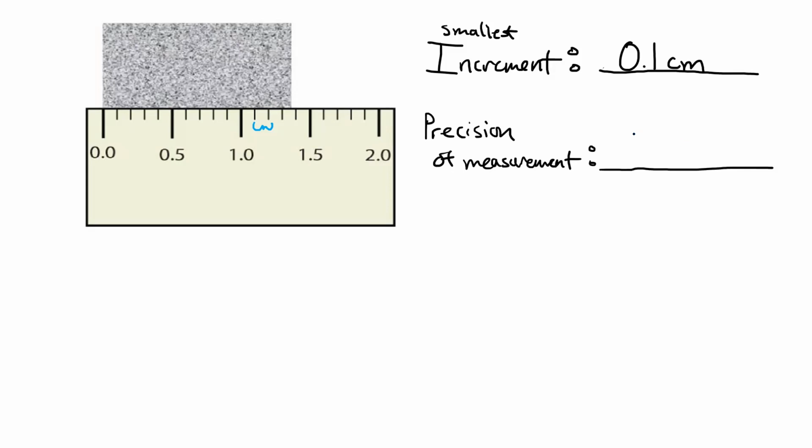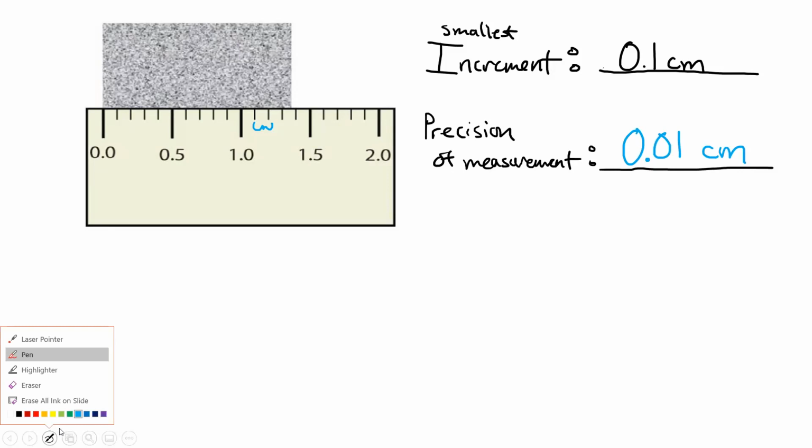0.01, correct, 0.01 centimeter. I'm going to try to choose my words very carefully to convey the meaning I am going for. Yes, so your precision of measurement is 0.01, which means your last significant figure will be the second decimal place to the right of the decimal itself.